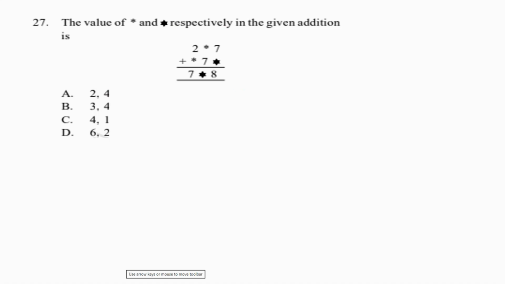Next, a question from Mask Mathematics, where we need the values of the star symbol and the multiplication symbol. 7 plus what gives you 8? 1. So here should also be 1 over here. Next, 7 plus what can give you 1? Nothing. But 7 plus something might give you 11. So 7 plus how much should give you 11? 4. So that means this is 4, this is 1, 4 and 1. This is the answer.